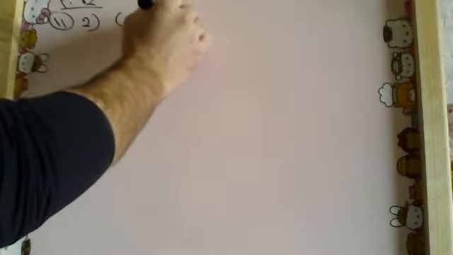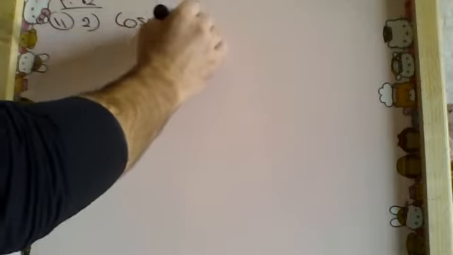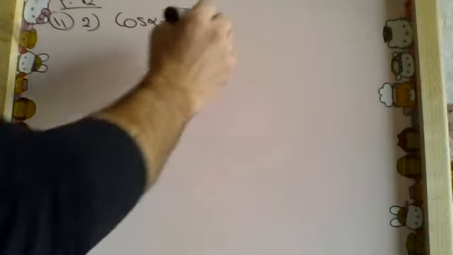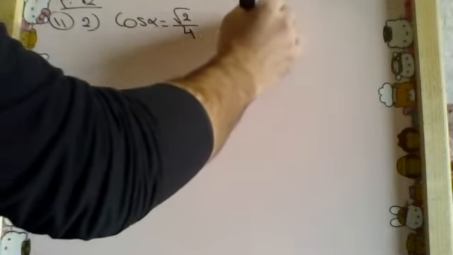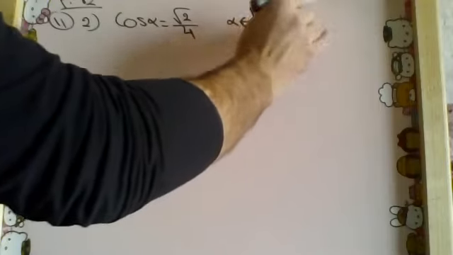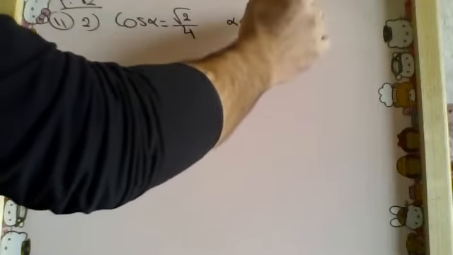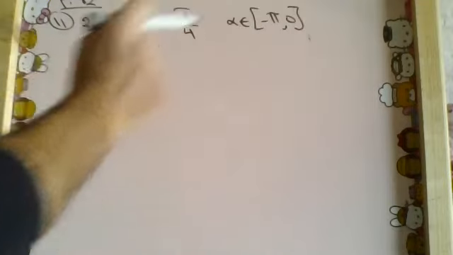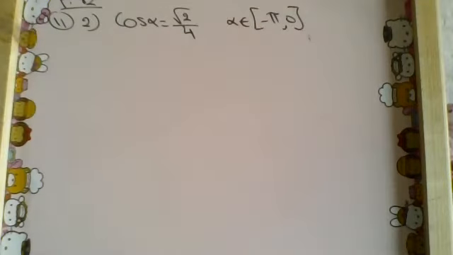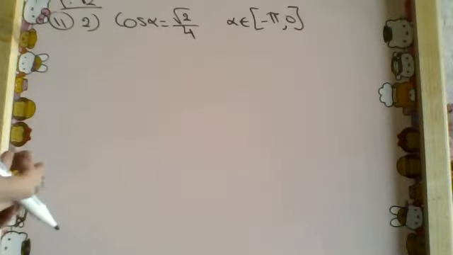Okay. For 2, given cosine alpha is equal to radical 2 over 4 and alpha belongs to the interval negative pi, 0. Again, you have to find sine alpha and tangent alpha. Negative pi, 0. Alpha should belong to which interval?